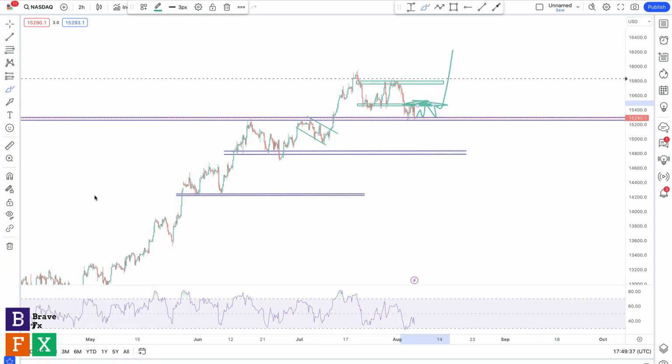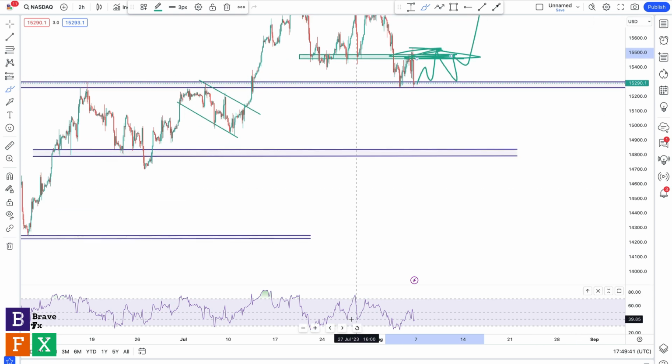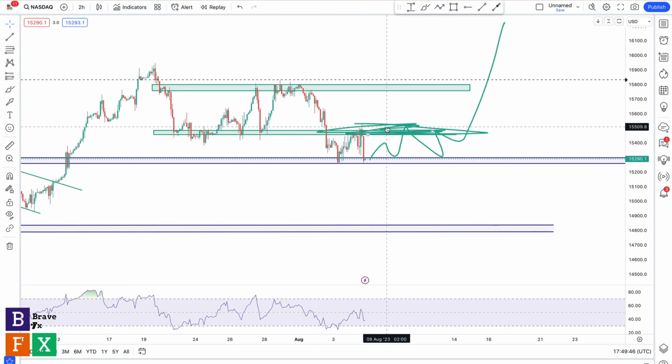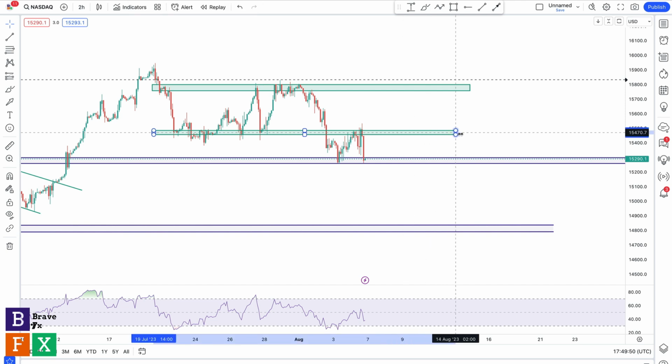I'm going to go down to the 2 hours time frame so you can clearly see what I'm talking about. This is a 2 hours time frame on Nasdaq. I'm going to zoom in. Excuse me, looks messy right now. I'm going to get rid of this, and we're going to extend this a little.